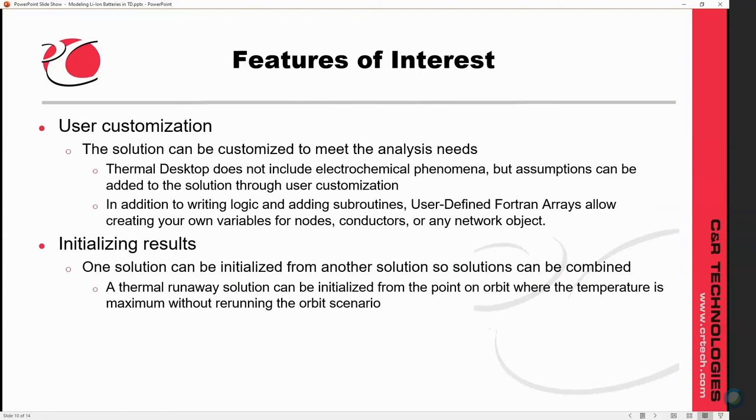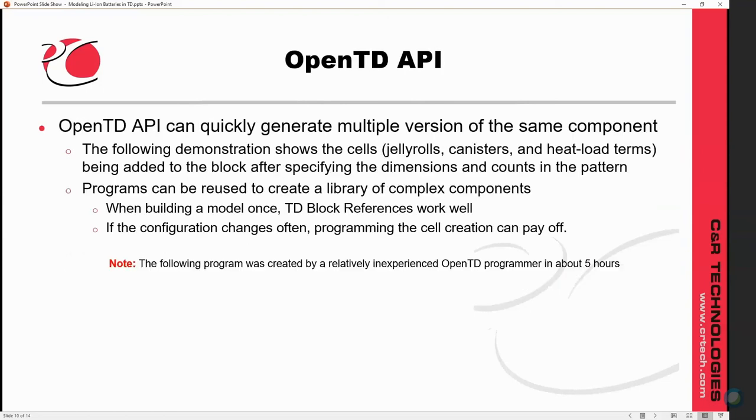Initializing results. You can use one solution to initialize another solution so that you can stack your solutions up together. So perhaps you're running an orbit scenario and you reach a point where you have a maximum temperature. At that point, maybe you want to evaluate what would happen in a thermal runaway situation. Well, you could create another solution that does the orbit and then you start the thermal runaway, but you have to rerun all of that early portion of the orbit. Or you can simply say, this solution will be initialized from this other solution at a given time. So all of that fits together.